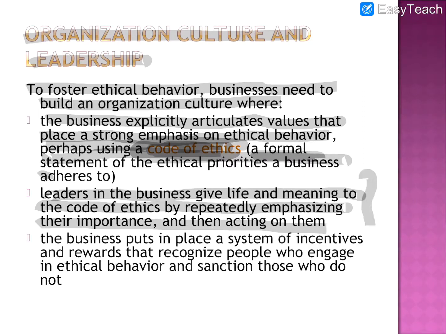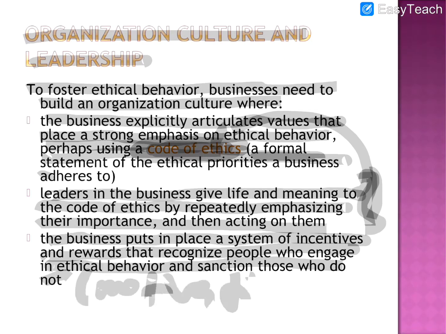Because employees, like I told you, if your leader follows this code of ethics, then you as an employee will normally follow. Then we have the business putting in place a system of incentives and rewards that recognize people who engage in ethical behavior and sanction those who do not, because this one we call motivation. If you behave well, maybe the organization can give rewards or incentives to you, so you can behave even better. If you have unethical behavior, maybe they will just sack you from your job.